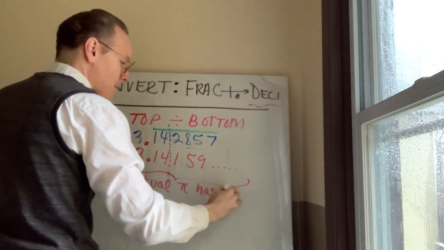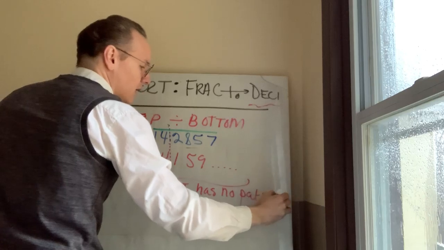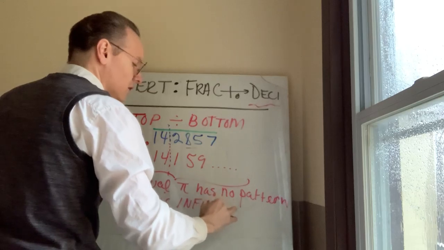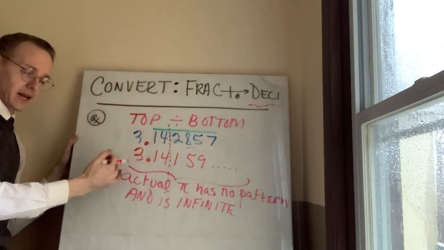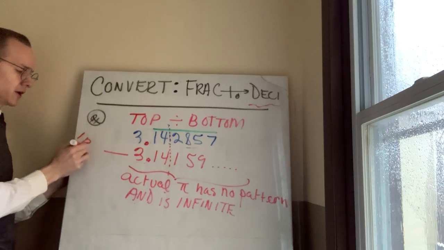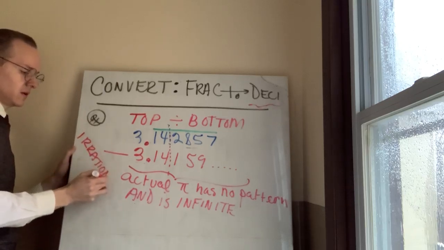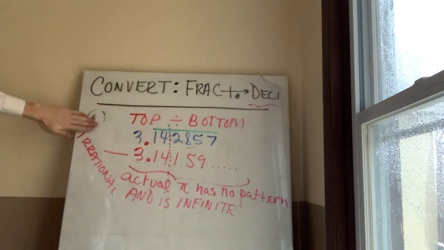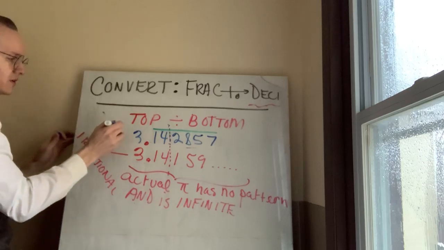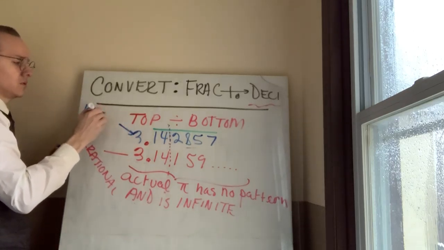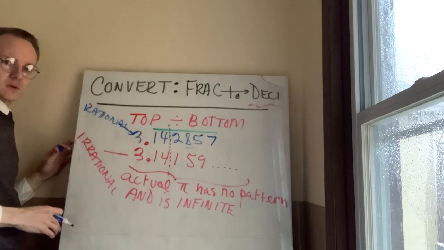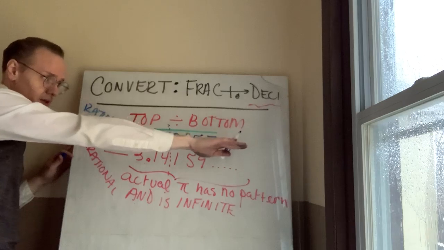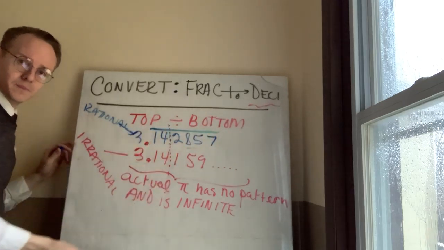has no pattern, right? And is infinite. And therefore, it is of this other category. Actual pi is irrational. An incredibly long repeater, even an incredibly long repeater, like 22 over 7, is rational. Why? Because it came from a fraction, right? Anything that comes from a fraction, even if it doesn't terminate, even if it does go on into infinity, will have some pattern to it.